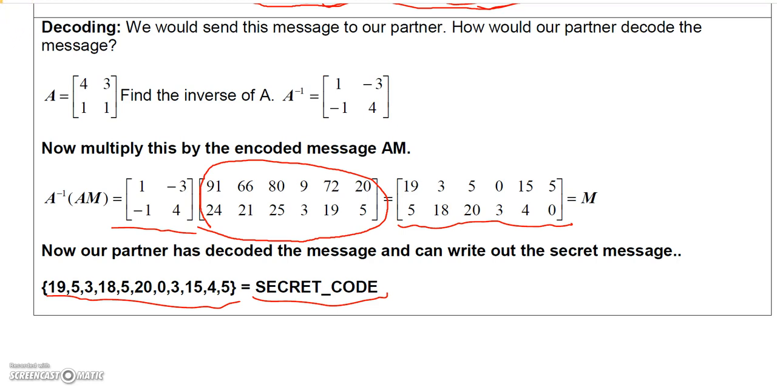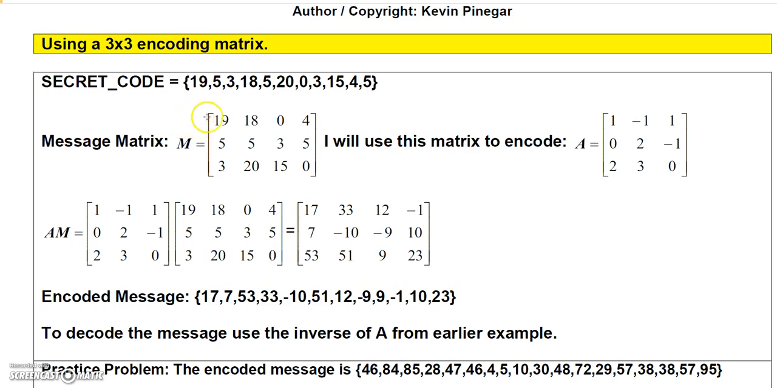Okay, let me just show you one more example here. Let's suppose that I was afraid that using a 2x2 encoding matrix was going to be too simple for someone to decode. So let's say I wanted to put my message secret code in a 3x3 format. It's still the same message and the same numbers, but if I'm going to use a 3x3 matrix to encode it, then this needs to be in some sort of 3x matrix. So in that case, I would have to take out 3 at a time.